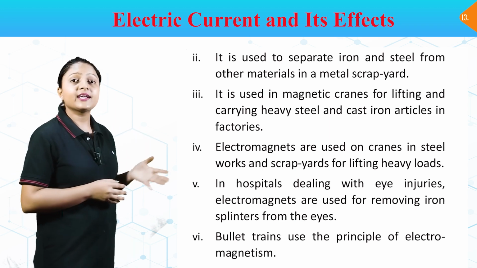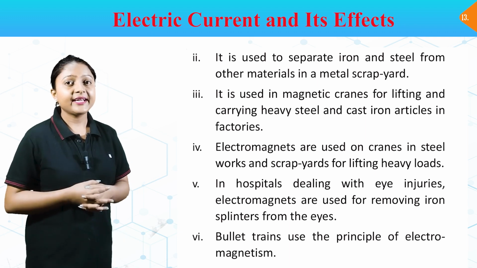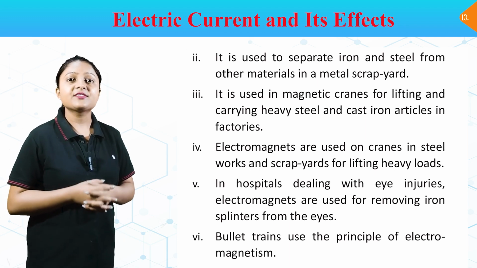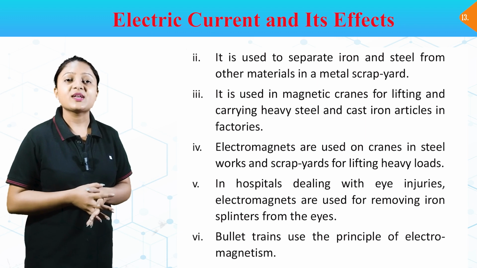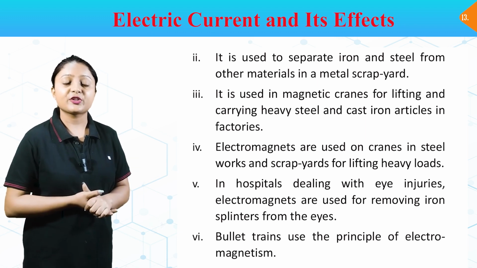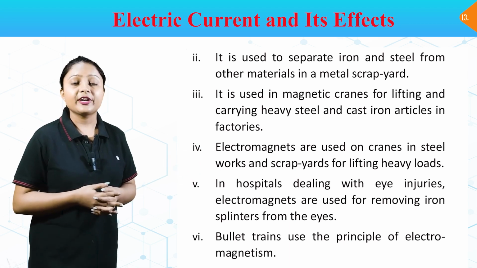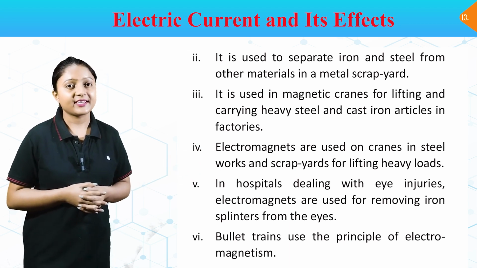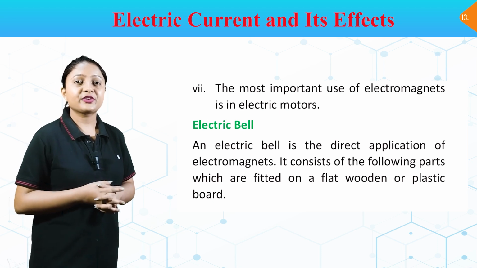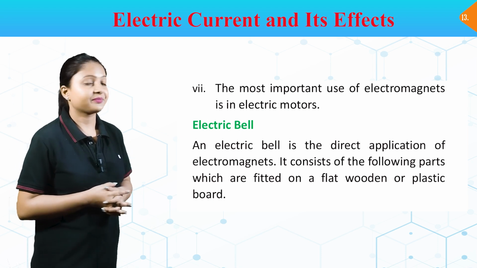Fourth, electromagnets are used on cranes in steel works and scrap yards for lifting heavy loads. In hospitals dealing with eye injuries, electromagnets are used for removing iron splinters from the eyes. Bullet trains use the principle of electromagnetism. The most important use of electromagnets is in electric motors.